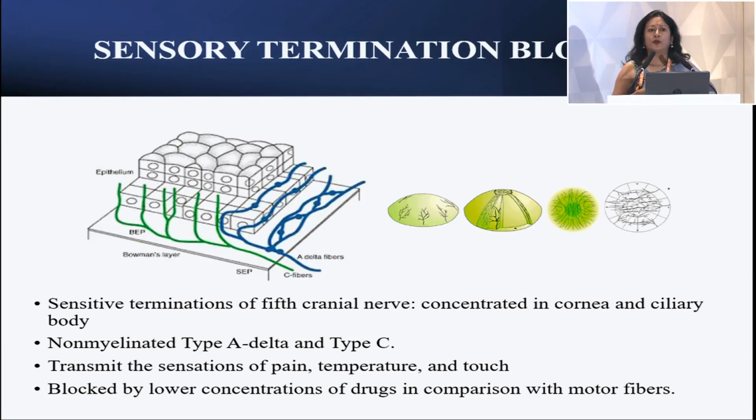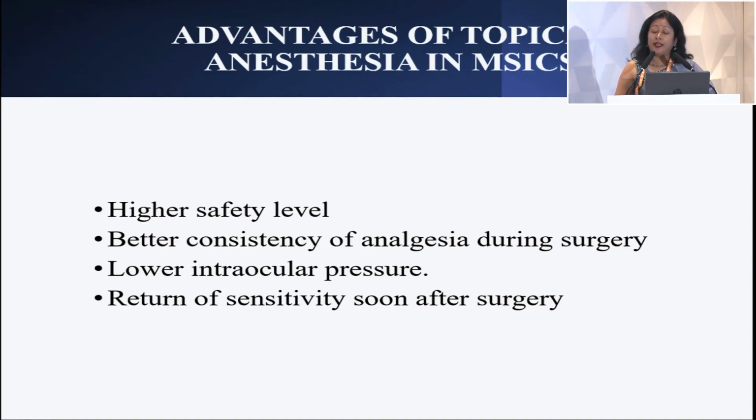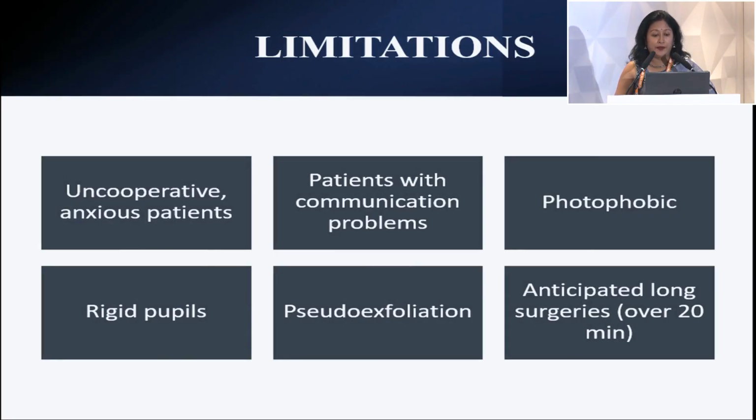So I decided to brush up my anatomy a little bit and study this. I realized that it was the sensitive terminations of the fifth cranial nerve, and these are concentrated in the cornea and the ciliary body where we are actually operating. And these nerves are blocked by a very low concentration of drugs in comparison to your motor fibers. The advantages, we all know: it has a higher safety level, a better consistency, you have a lower intraocular pressure, and the best part, the return of sensitivity immediately after surgery.